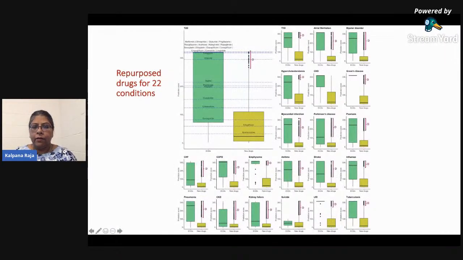And here are the repurposed drugs for all 22 conditions. So most of the drugs are associated with a disease with a very weak prediction score, especially the new drugs. So those were pushed to the bottom. Only some of them appeared with high prediction score. So those I marked as D. These are the most promising drug candidates for further analysis in wet lab and clinical trial.